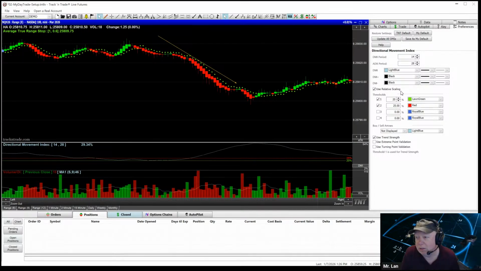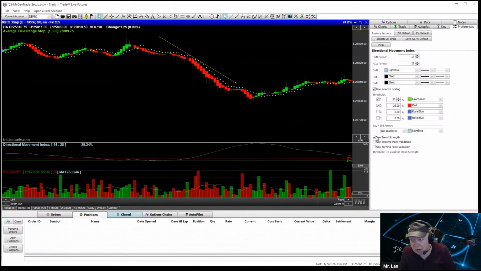And then I use relative scaling, and I have a threshold of 20. I like to put 25, somewhere in that range. As long as it's above 20, above 25 is kind of an extra threshold. As long as it's above 20 and it's rising, that means to me the market's strong. Now, if it's above 20 and it's rising, and I look up in the red bars, that means it's a strong downtrend. That's how you read that, all right?